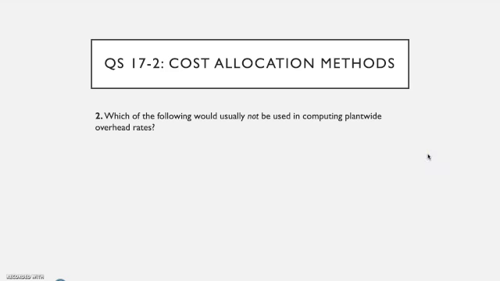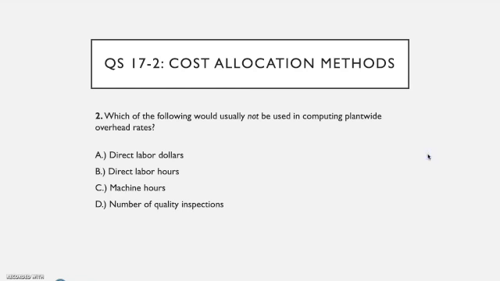The second question says, which of the following would usually not be used in computing plant-wide overhead rates? Direct labor hours, direct labor dollars, machine hours, or number of quality inspections. As we went over in some of the last problems, you might recognize the direct labor and the machine hours. We did not touch on quality inspection, so that is going to be the correct answer. We would not typically use that when computing plant-wide overhead rates.